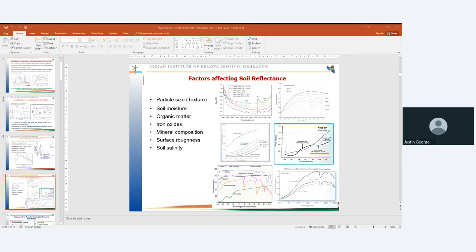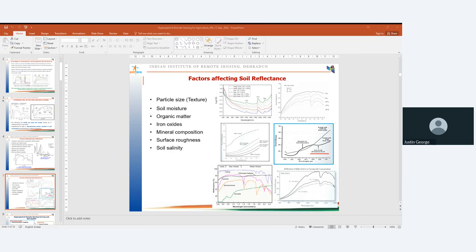Then coming to the impact of soil moisture, this graph shows the spectral reflectance behavior of the same soil sample, but the only variation is the moisture content. The topmost one contains only 1% moisture, and the second one contains 5%, then 10%, 15%, and the lowest one contains 20%. So the take-home message is that even if the sample is the same, with an increase in the soil moisture content, the reflectance drastically reduces.